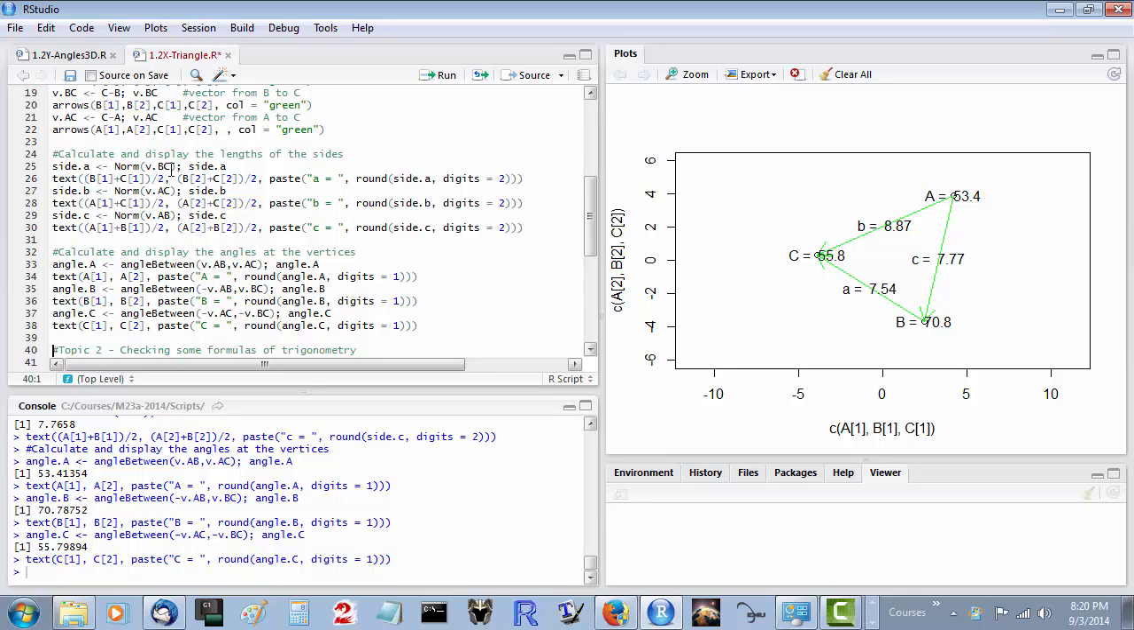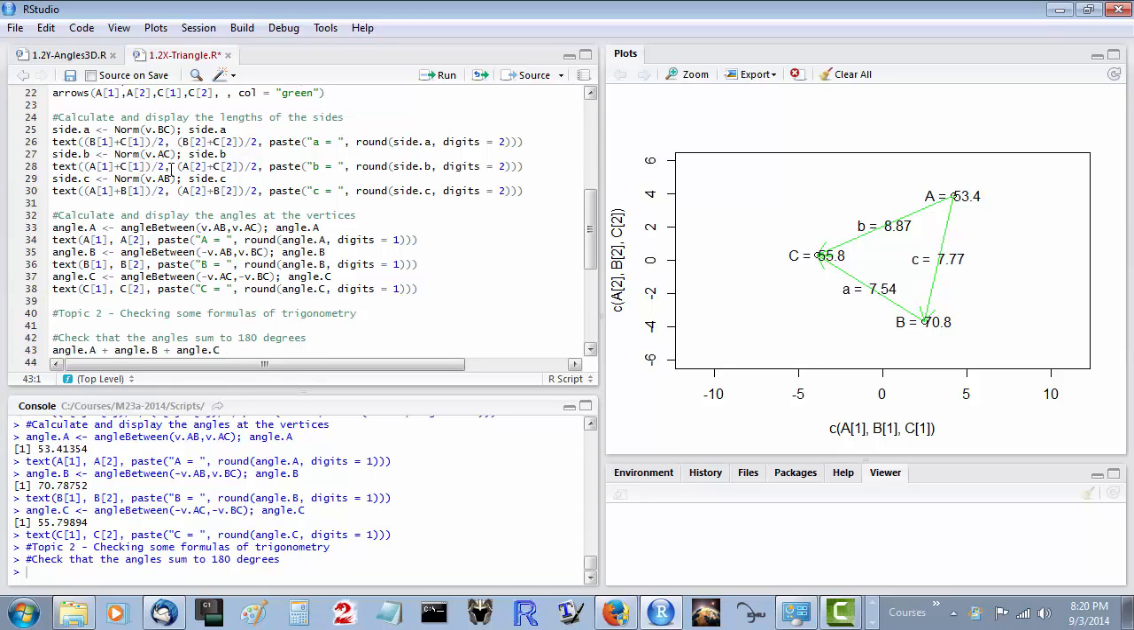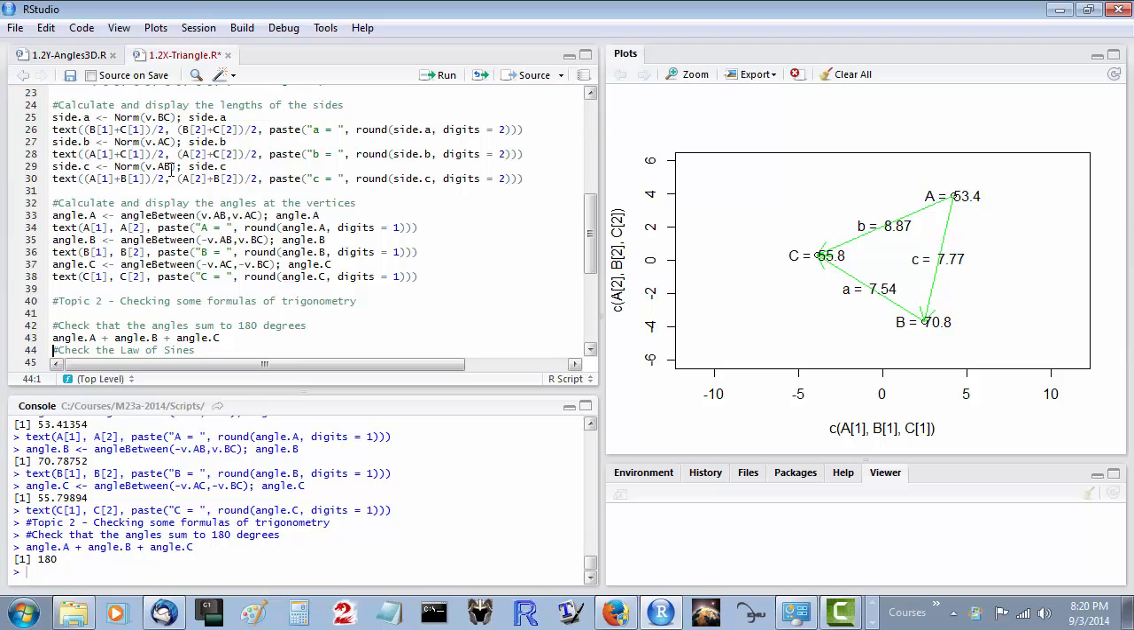Now we're all set to check some famous formulas of trigonometry. The way I defined angle by saying that the cosine of the angle between 2 vectors is equal to the dot product of the vectors over the product of their lengths makes it not at all obvious that the 3 angles in a triangle have to sum to 180 degrees. So let's start by checking that. What do you know? 180 degrees on the dot.